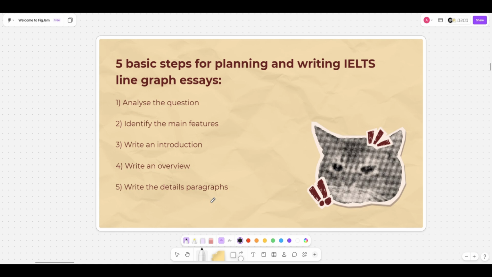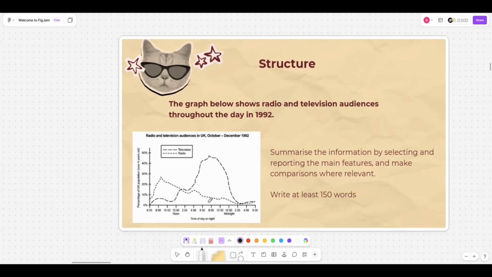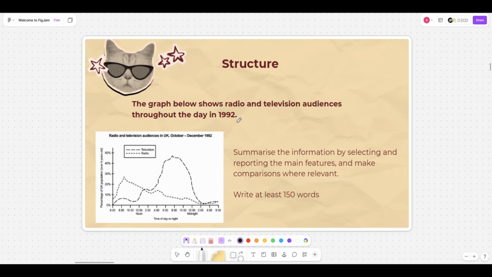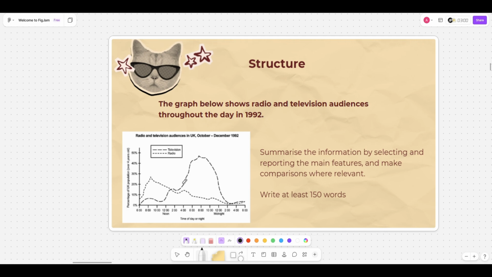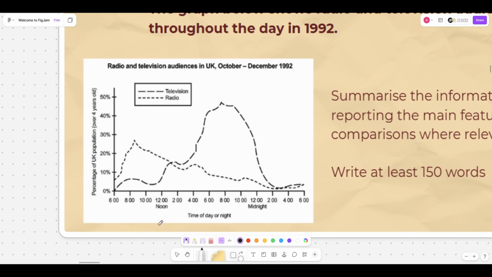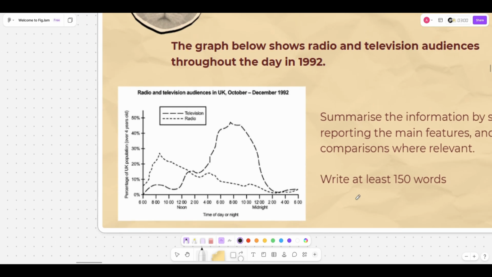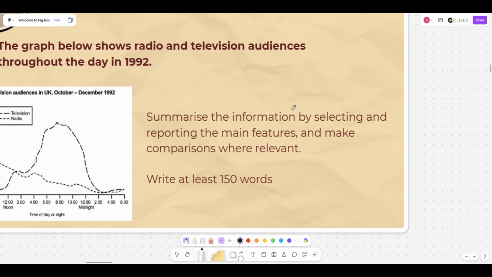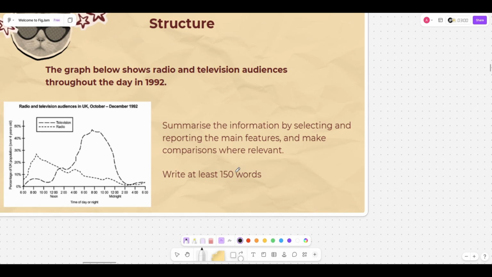So let's get started. Here is our example question. The graph below shows radio and television audiences throughout the day in 1992. And here you can notice that everything is measured over a 24-hour period. The task instruction says summarize the information by selecting and reporting the main features and make comparisons where relevant. And you need to write at least 150 words because it's task 1.